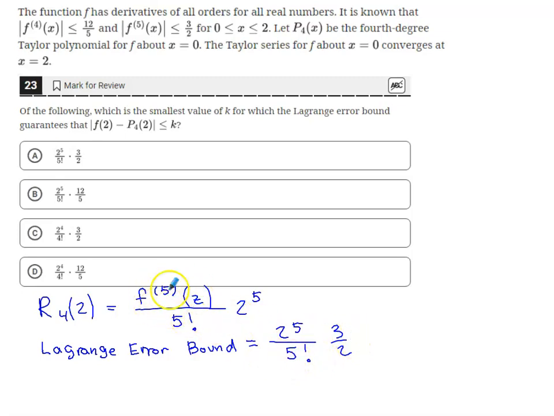Kind of adjusted some things just based on how the answer options are presented. I bumped the 2 to the 5th into the numerator of the fraction, left the 5 factorial in the denominator, and just put the maximum value of the fifth derivative evaluated at z right beside that initial fraction. And if you're looking at these answer options, we have built the Lagrange error bound represented by option A.